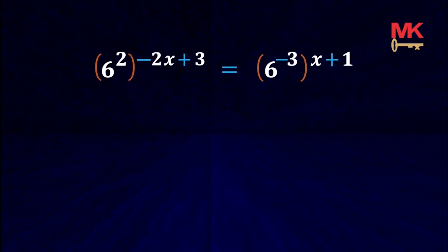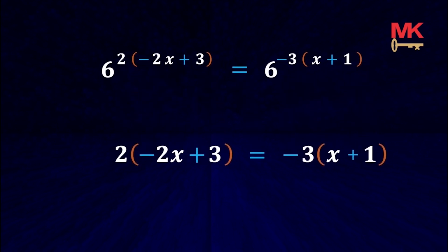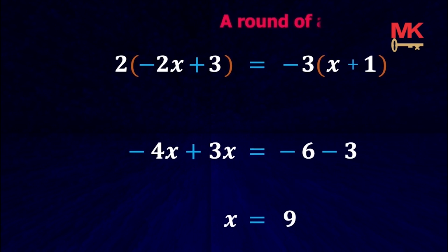Before we equate the exponents, we need to clear the bracket even though the bases are now the same. We apply the law of power to clear the brackets from both bases. Therefore, the left-hand side becomes like this and the right-hand side becomes like this. We now equate the exponents to get this linear equation. So we clear the bracket, collect like terms, and x equals 9.